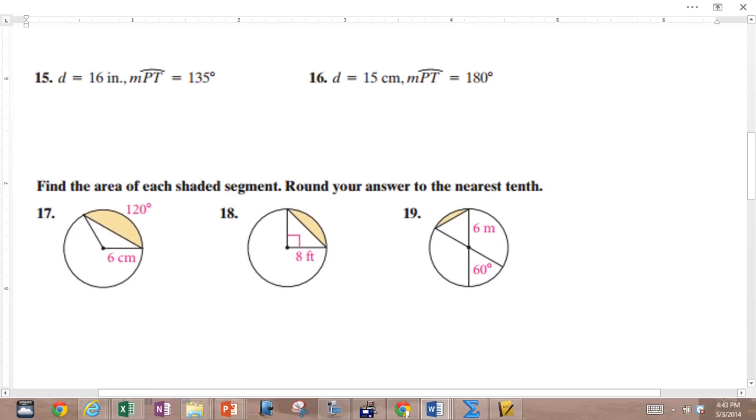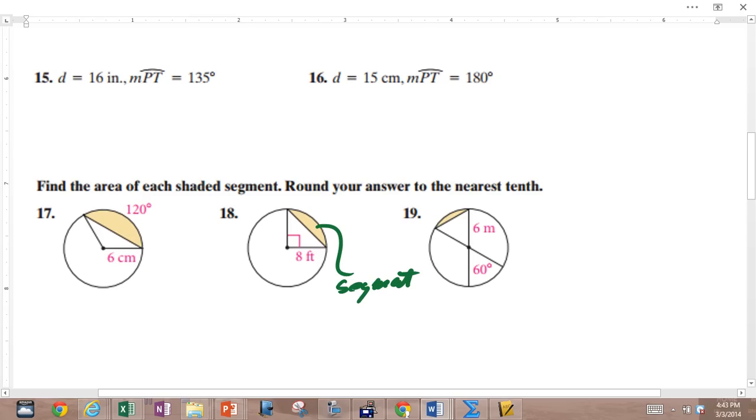All right, in these we're trying to find the segment. Remember, this is what's called the segment of the circle. And remember, we went through Sketchpad and showed you that for the segment of the circle, you have to find first the sector, and then you've got to subtract out the area of the triangle. Okay, so we'll take a look at number 17 here. So we realize that that angle there is 120.